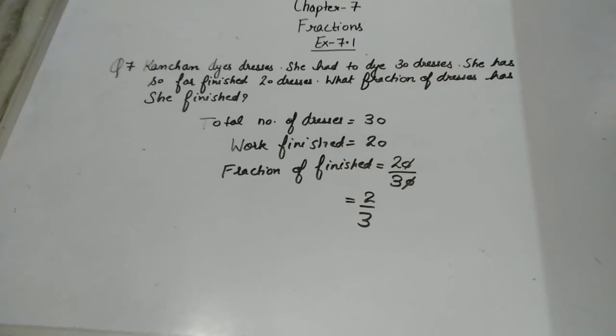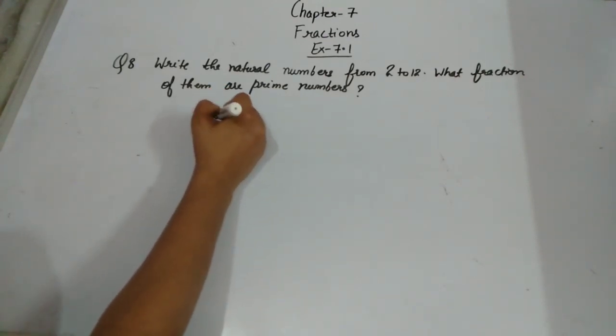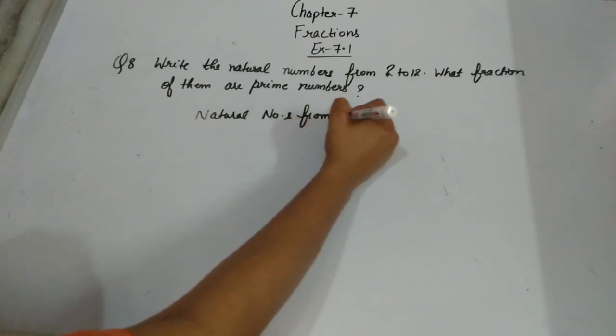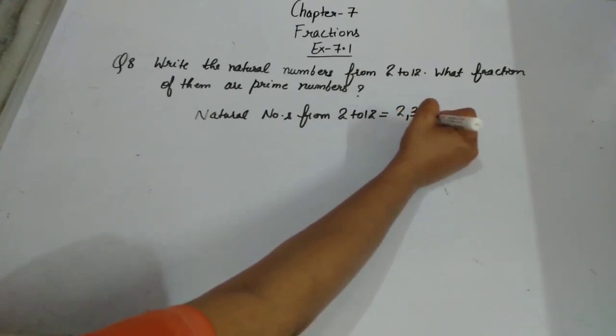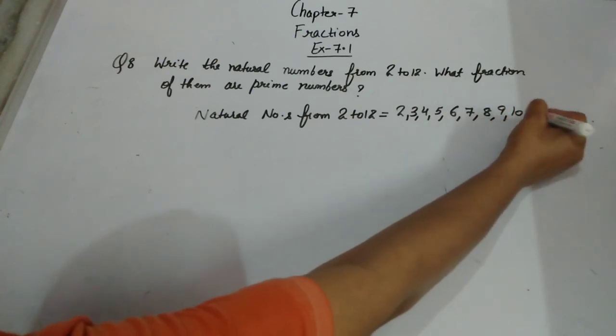Question number 8 is, write the natural numbers from 2 to 12. What fraction of them are prime numbers? First of all, you have to write all the natural numbers. What are natural numbers? Those starting from 1. So natural numbers from 2 to 12 are 2, 3, 4, 5, 6, 7, 8, 9, 10, 11 and 12. And you have to find the fraction of the prime numbers.